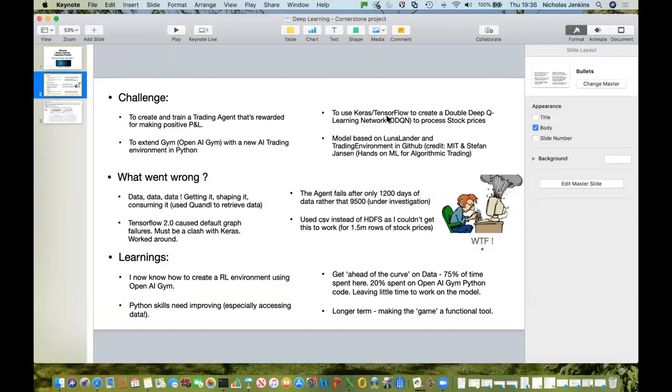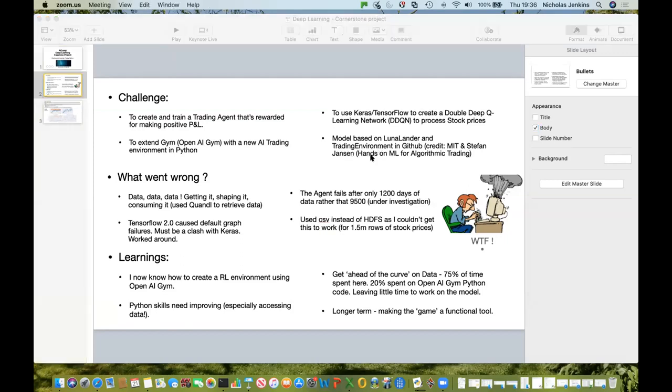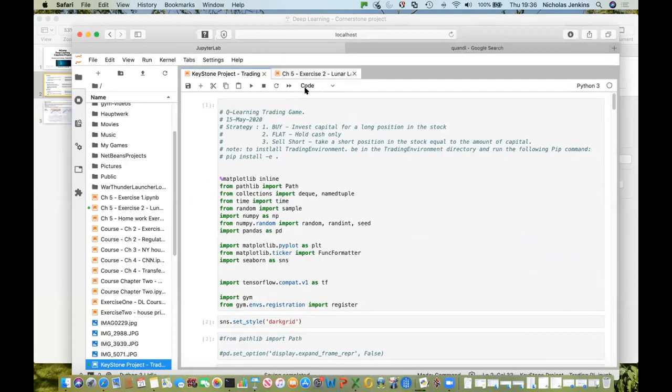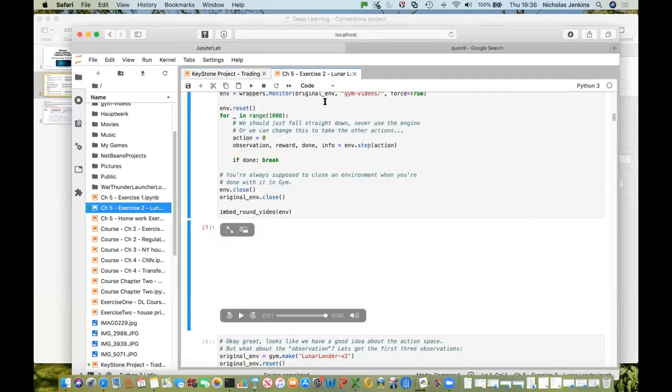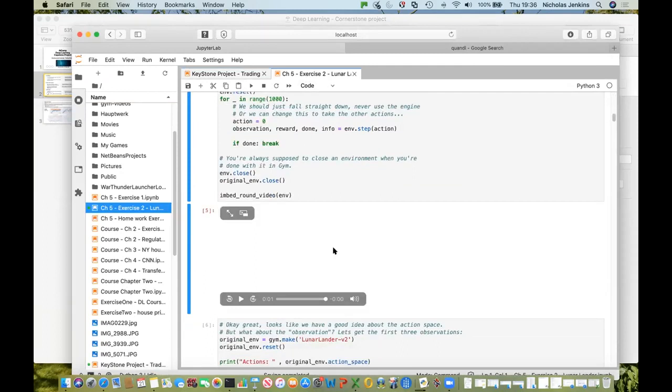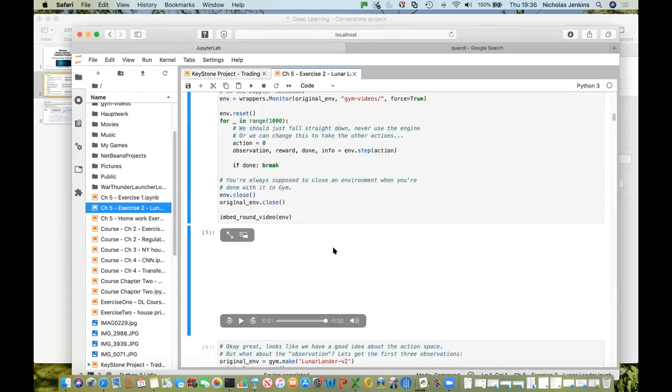So I had to use Keras and TensorFlow, and I used this double deep Q-learning network to process stock prices. The model was based initially on, obviously not my own idea, some trading environments and the lunar lander, which is in the GitHub page that we all have access to, that Tyler's been working on. And for those that may not have seen it, here's a little example of it.